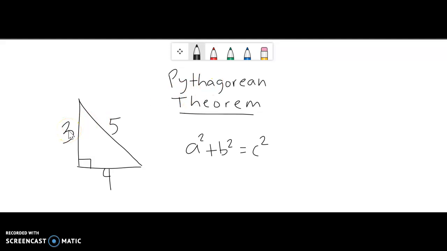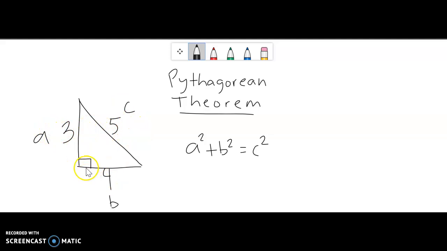I talked about this in the last video of how this actually proves out to work, but we're going to take this side and we're going to call it A. This side's going to be called B, and this side's going to be called C. So just a little reminder, opposite of this right angle, this is your hypotenuse. The hypotenuse is always the longest side, and we always call that side C. Then the other two sides are A and B.